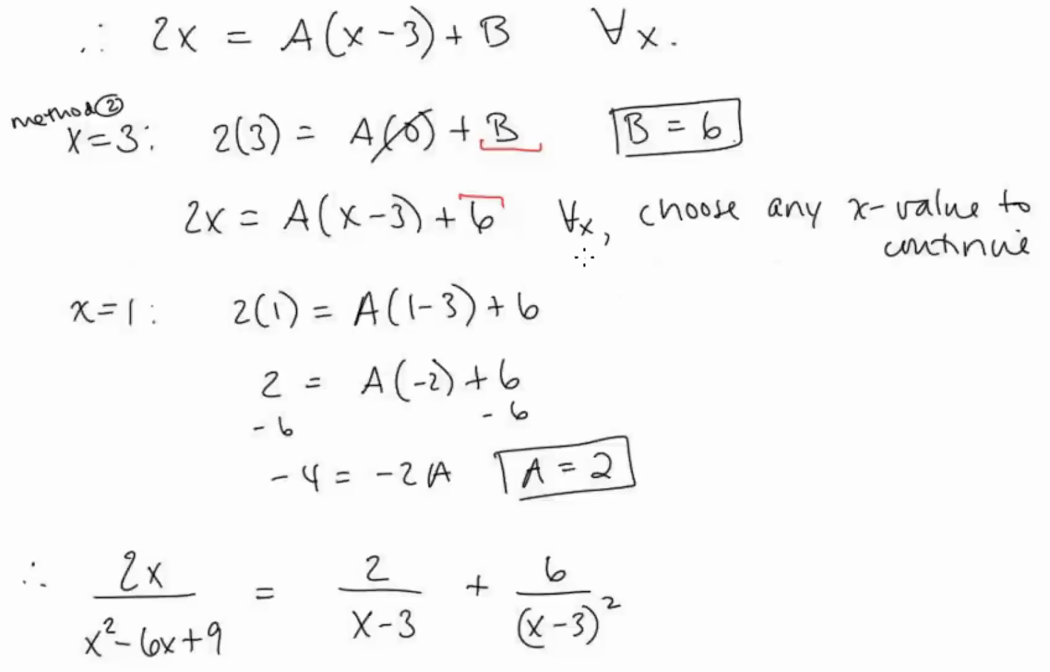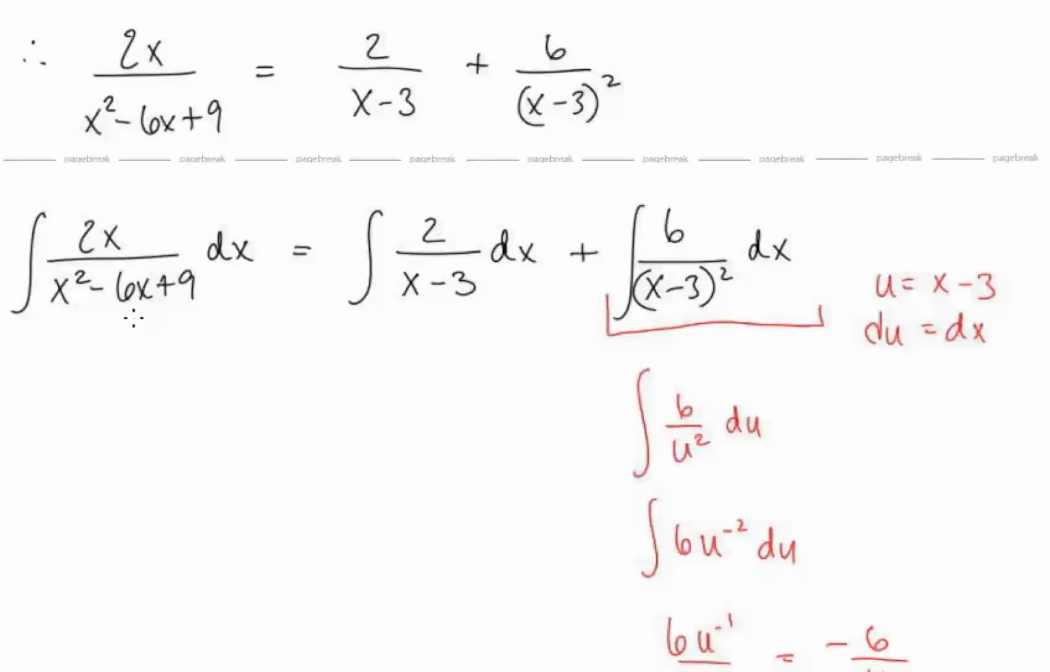And you could have used any x value you like other than the x equals 3 that we already used, and you'll get the same answer. So a is equal to 2, b is equal to 6, and we have our partial fraction decomposition here. And so now we're ready to integrate.